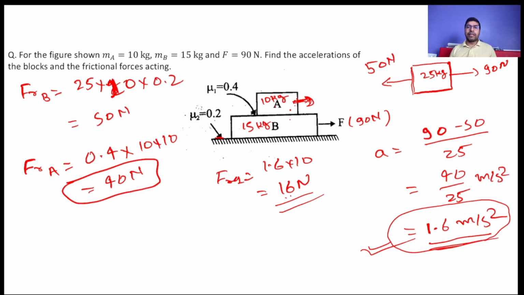So in this, first, what we did, again, we assumed that A and B will move together, and we calculated the total force on this system of A and B, that came to 90 minus 50, that is 40 Newton, and the mass of this system is 25 kg. So we calculated the acceleration. Now we have to check whether the force of friction on A is more than 16 Newton or not. Why? Because 16 Newton is the minimum force required to move with block B, and we got the maximum friction force that can be applied on A as 40 Newton. So obviously 40 Newton is more than 16 Newton. So A and B will move together. Okay.